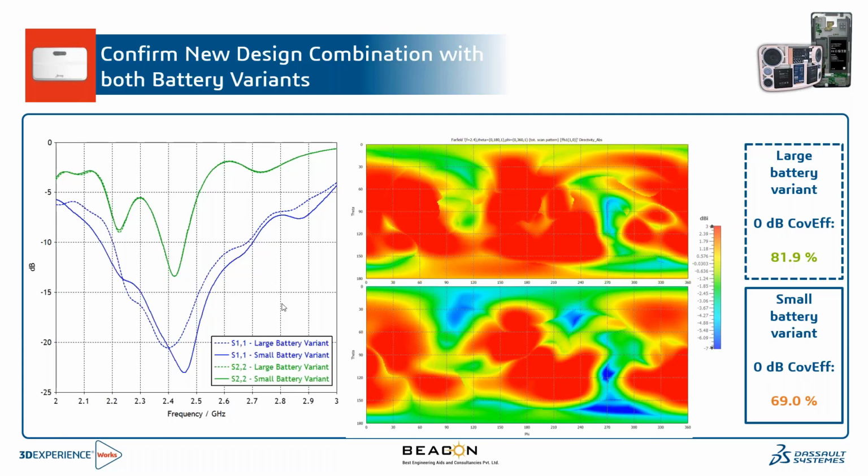we can see here towards the left side, the S parameter plot, that is S11 and S22 parameters for both large battery variant and small battery variant. Like we can see what frequency it is working with, and also the dB. Then with respect to the total scan pattern, we can observe the coverage efficiency. So with respect to the large battery variant, we have around 81.9%, and comparing it with the other one, that is the small battery variant, we have around 69%.